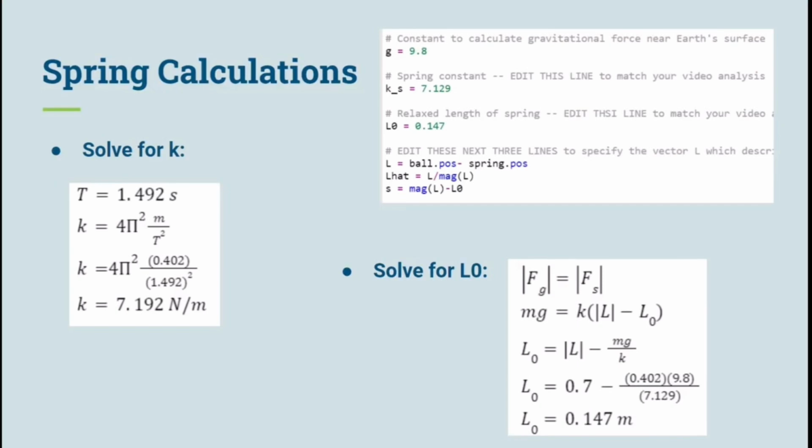Next, the relaxed length of the spring was found by setting the spring and gravitational forces equal to each other, and the equation is then set to solve for L0. The stretched length, the mass, the gravitational constant, and the spring stiffness are then plugged in. The relaxed length is calculated to be 0.147 meters.